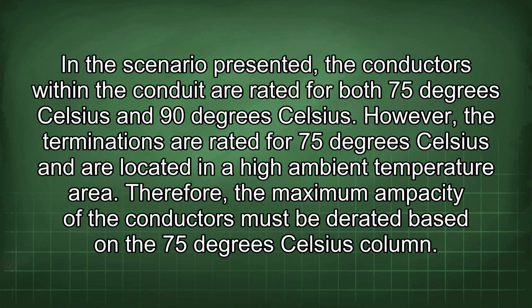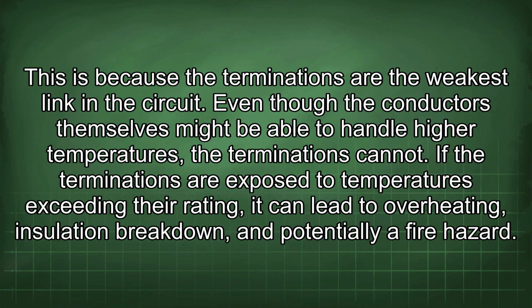In the scenario presented, the conductors within the conduit are rated for both 75 degrees Celsius and 90 degrees Celsius. However, the terminations are rated for 75 degrees Celsius and are located in a high ambient temperature area. Therefore, the maximum ampacity of the conductors must be derated based on the 75 degrees Celsius column. This is because the terminations are the weakest link in the circuit. Even though the conductors themselves might be able to handle high temperatures, the terminations cannot. If the terminations are exposed to temperatures exceeding their rating, it can lead to overheating, insulation breakdown, and potentially a fire hazard.